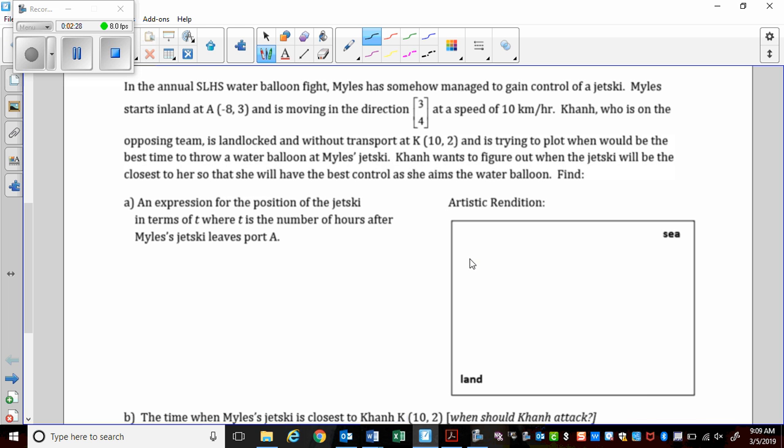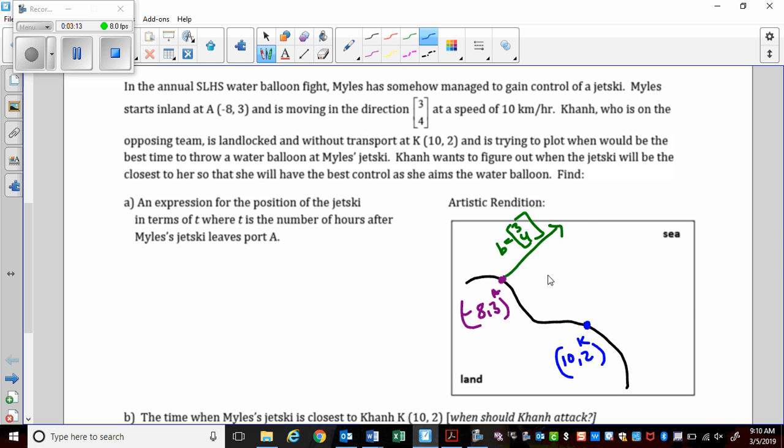Okay, so what I would do is I'm just going to draw a land. It says land is over here. And it looks like we are going to have a jet ski, and it starts at A, which is (-8, 3). And it goes in this direction of (3, 4). So I'm going to make it kind of go to the right and up, (3, 4). This is my direction. Okay. And it says that King is over here at (10, -2).